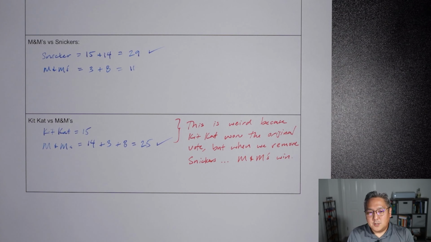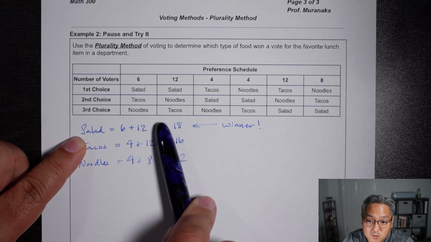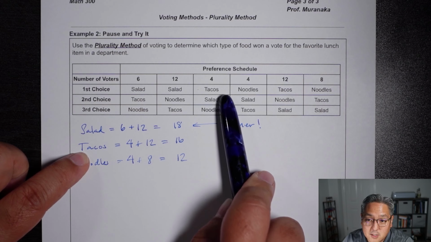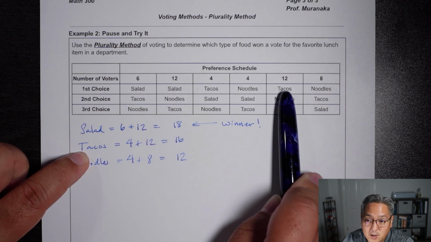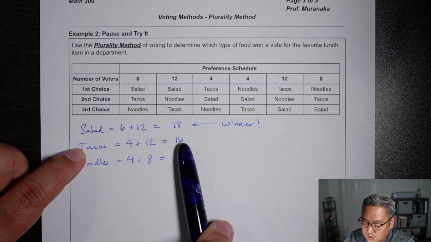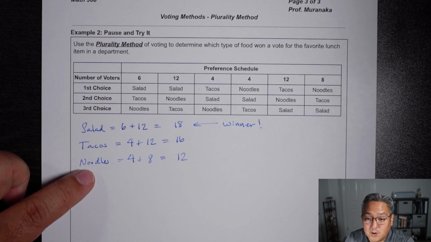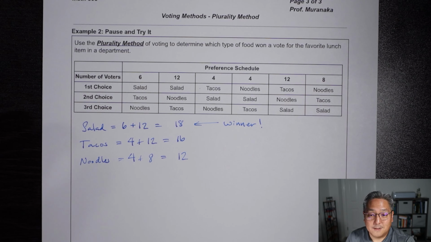Hopefully you were able to pause and do the quick arithmetic there. Basically all we're doing here again is looking at where those first place votes are. So salad was first in the first column. That means 6 votes for salad. Salad was first in the next column. That's 12 more votes, and that's how I got the 18 total for salad. Tacos came next. Tacos had 4 and 12 in their first place spots, so 16. And noodles was 4 and 8 in their first place spots, so that was 12. So the winner's salad.